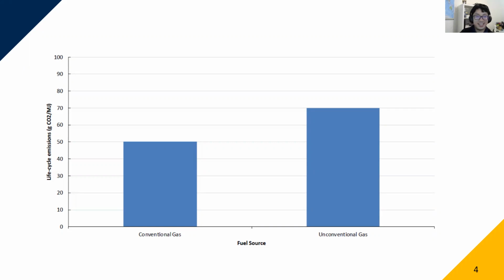Anyone? Just raise your hand. I'll volunteer. Okay, sweet. So what would you say about the life cycle emissions comparison between these two fuel sources, based on this chart? Just based on this chart. That conventional gas is, quote unquote, better for the environment and releases less emissions. Yeah, great.